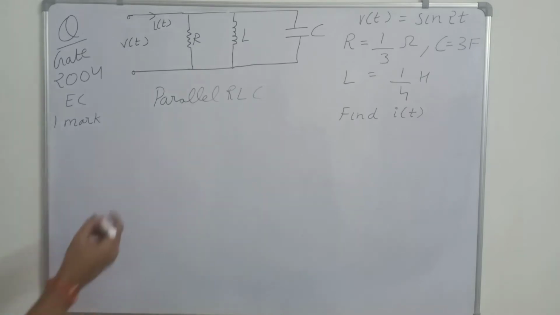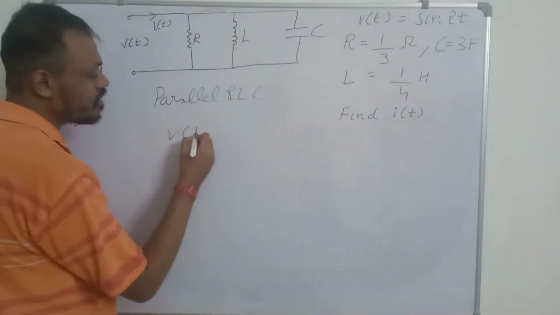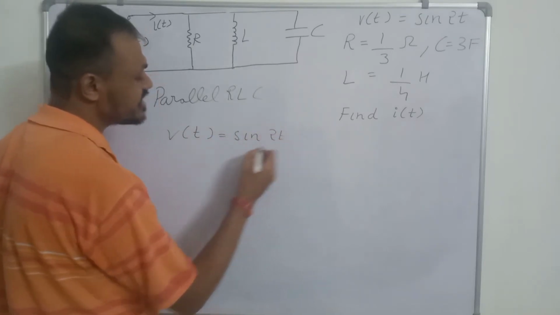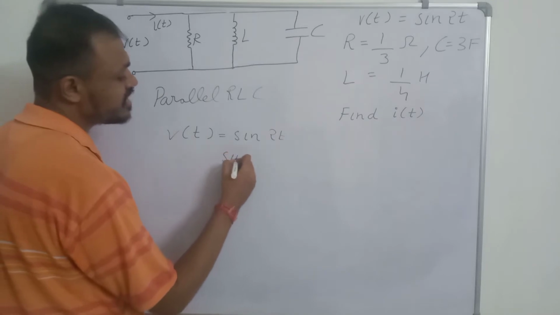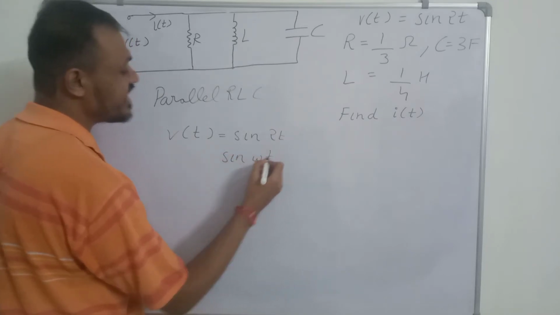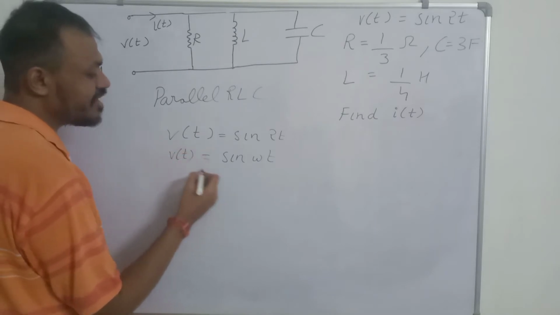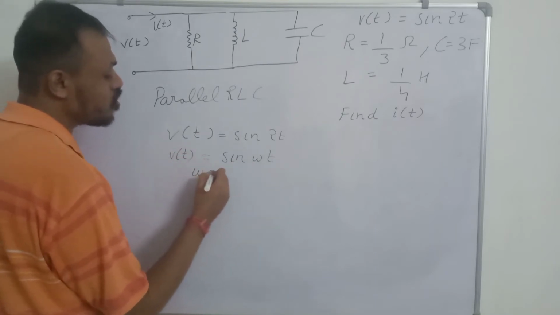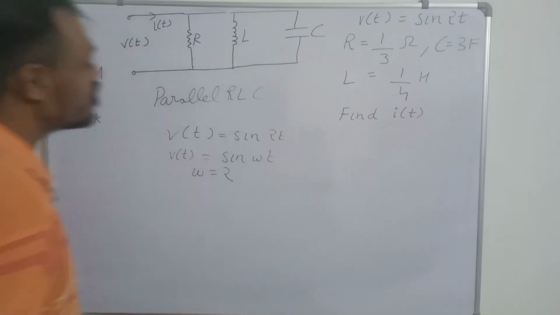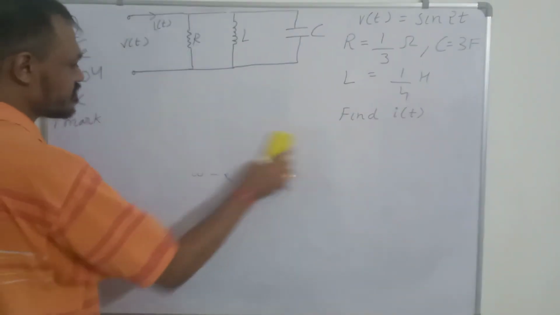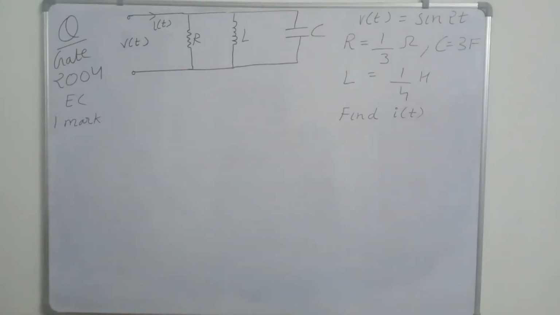So if we have V of t equal to sine of 2t, generally we denote it as sine of omega t. So this is the general expression. If we compare the general expressions, then the omega value is 2. So first of all, we have found out that the omega value is 2.